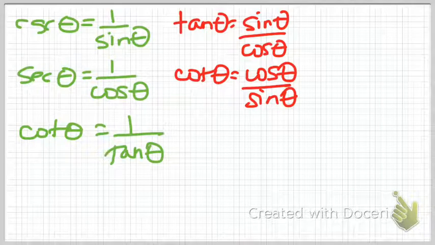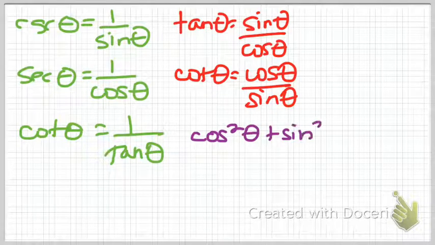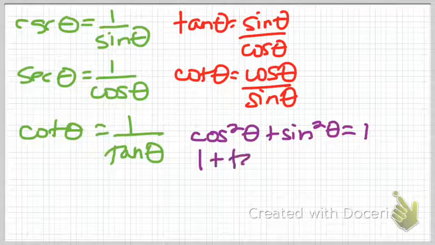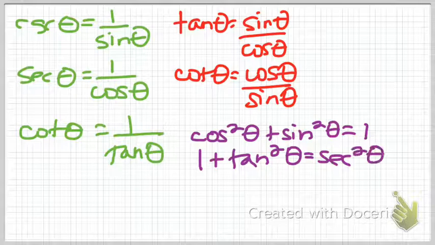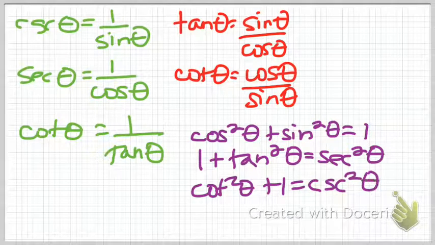And then your Pythagorean identities, which is cosine squared plus sine squared equals 1, 1 plus tangent squared equals secant squared, and cotangent squared plus 1 equals cosecant squared. Right? So these are the 8 basic identities that you need to know. And so we're going to be practicing doing some things with these that will hopefully help you remember them.